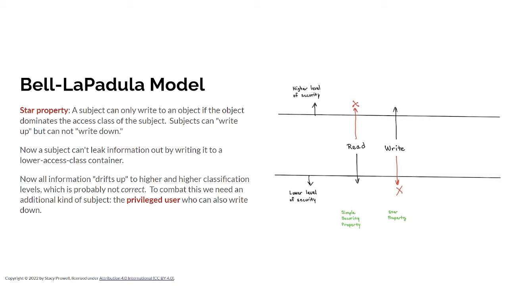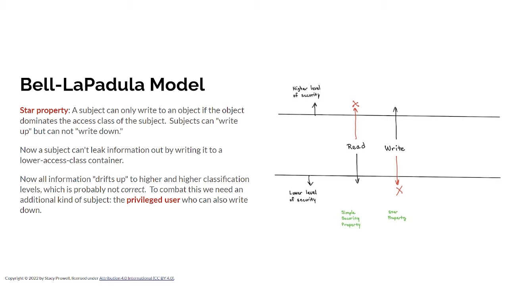And if you think about this, what that says is information can't go down, right? I can read down, but I can't write down. I can only write up. And so information moves to, I can write to the same level, obviously, but information tends to move up in this. It drifts upward to higher and higher classification levels, and that's probably not right.